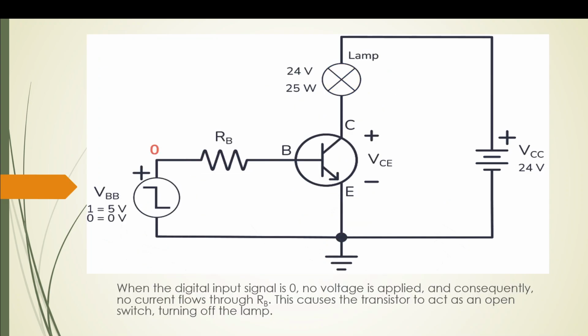This is the same thing in action. It is showing a 0 and a 1 on the left side. So when a 1 is being passed, the lamp is on, and when a 0 is being passed, the lamp is off.